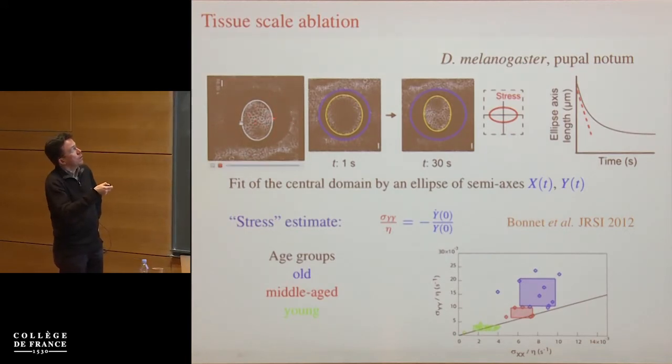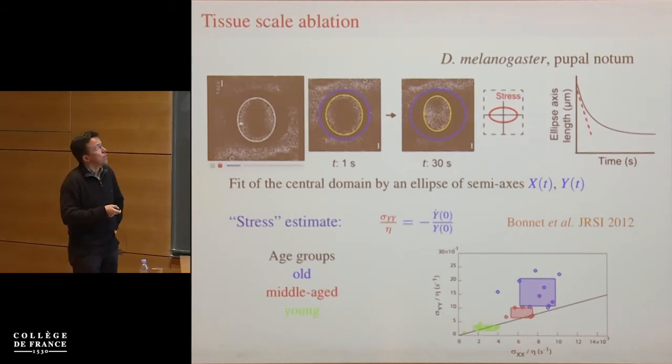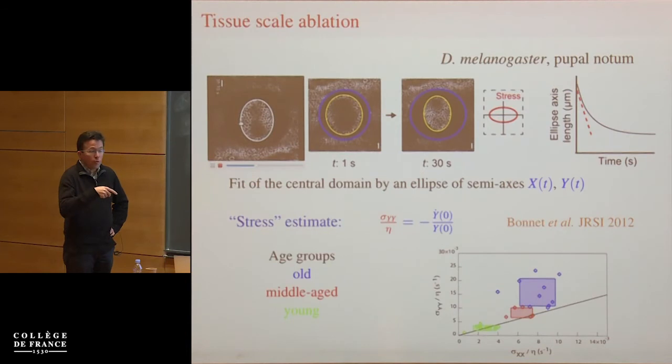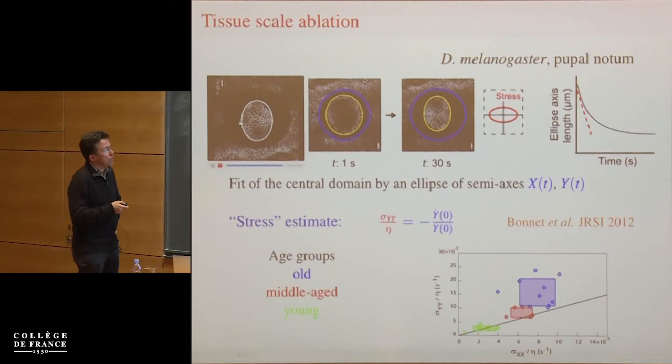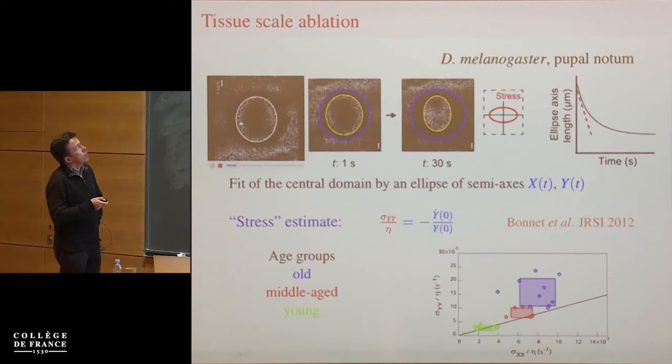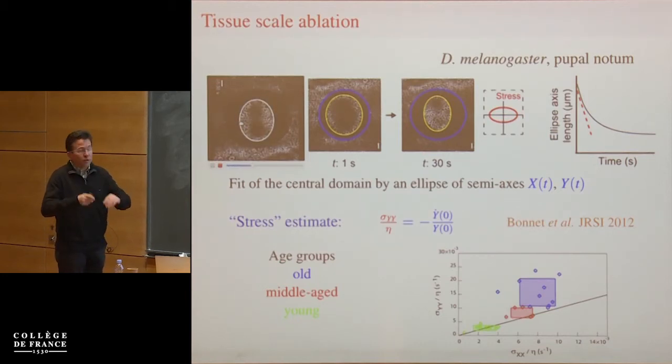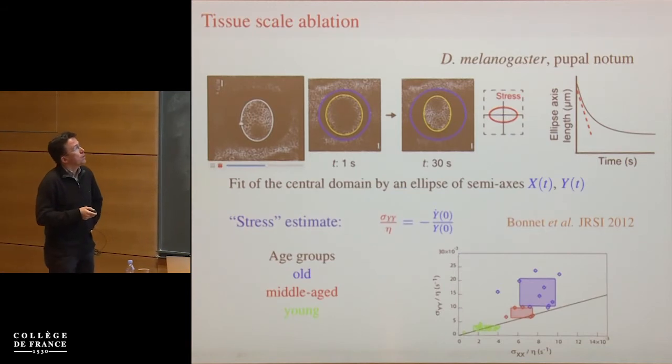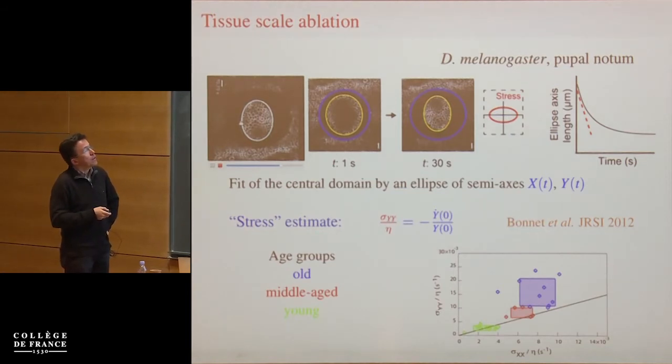So in this particular case, we have larger stress across the midline compared to the stress along the midline. So in order to analyze the data, we focused on the central part of the tissue, fitted this central part by an ellipse of semi-axes x and y. And again, a stress can be estimated from the behavior of the tissue right after the ablation.